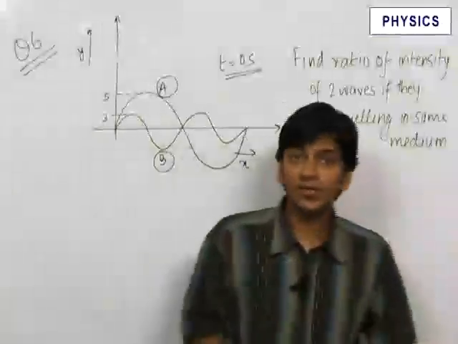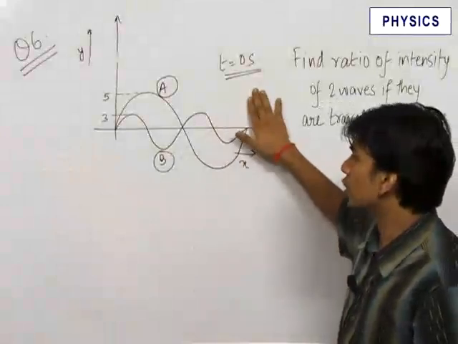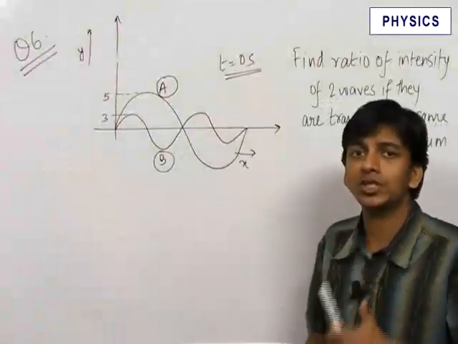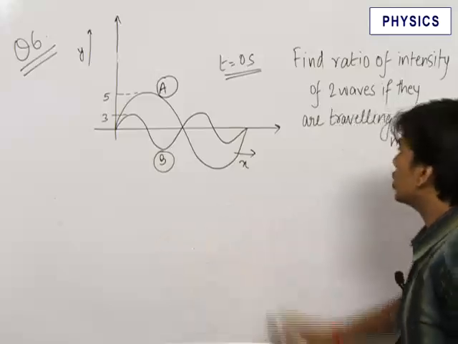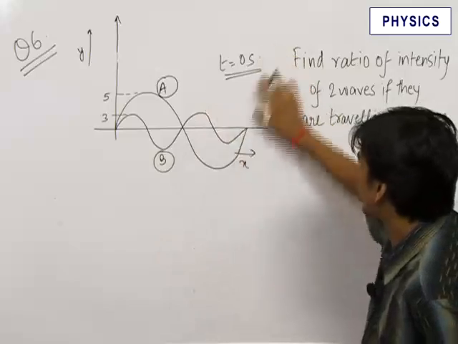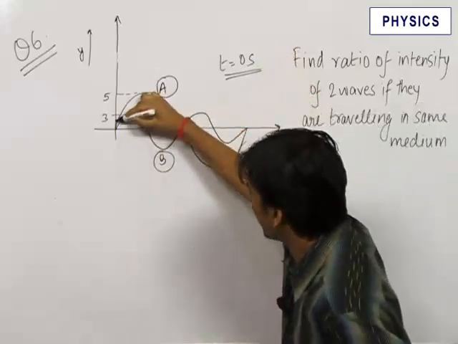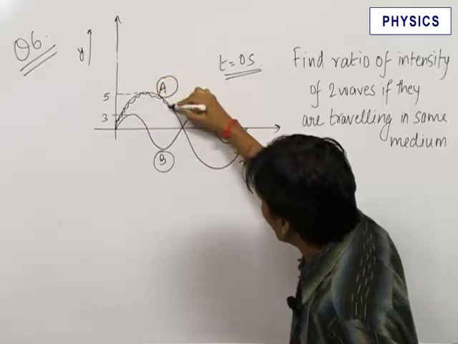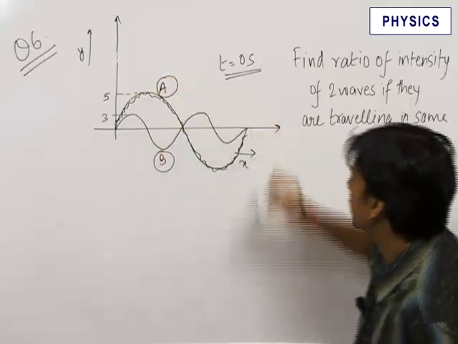The sixth question that we have is a very important question from IIT JEE point of view. This is because this will teach you how to interpret graphs, which is very important, and also to remember the basic formula very correctly. So in this question, we have been given a graph of y versus x at t is equal to 0 seconds for two waves A and B. This is the wave A and this is the wave B.